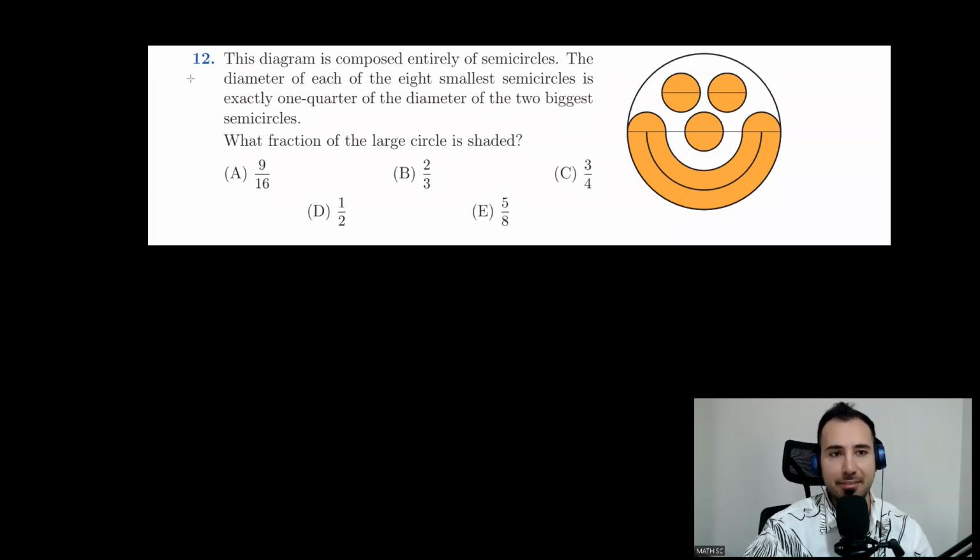Today we have a fun question to do. This diagram is composed entirely of semicircles. The diameter of each of the 8 smallest semicircles, so it would be 1, 2, 3, 4, 5, 6, 7, 8, is exactly 1/4 of the diameter of the 2 biggest semicircles. Like the biggest ones are these, right?